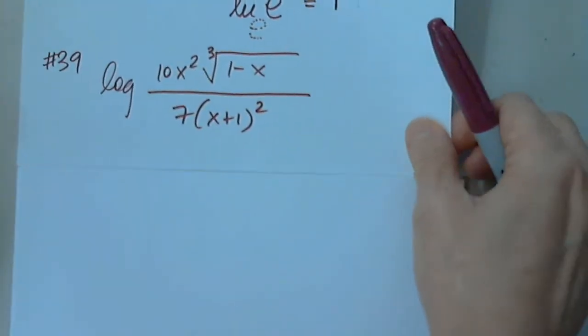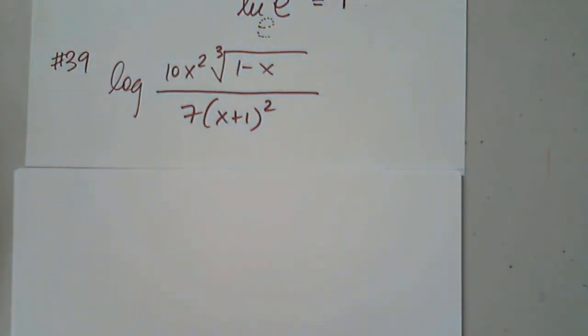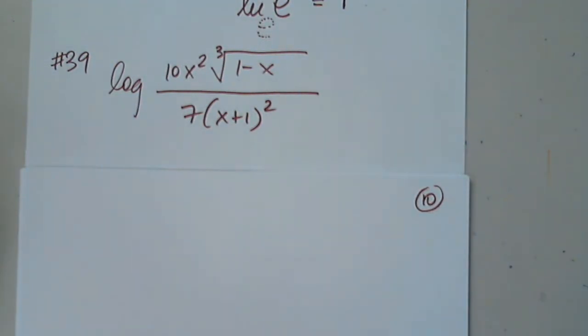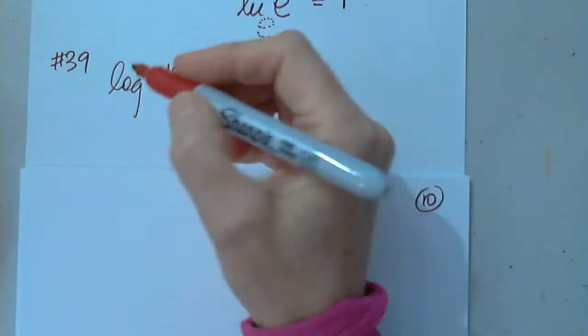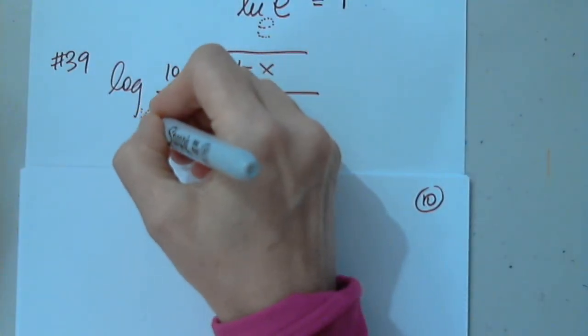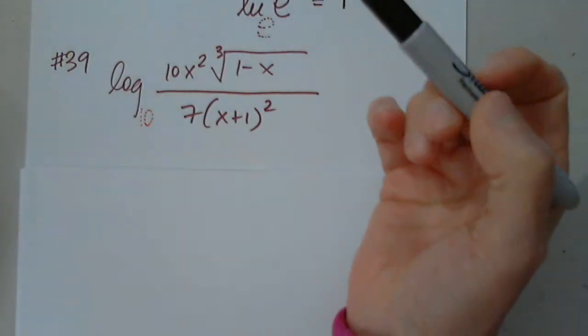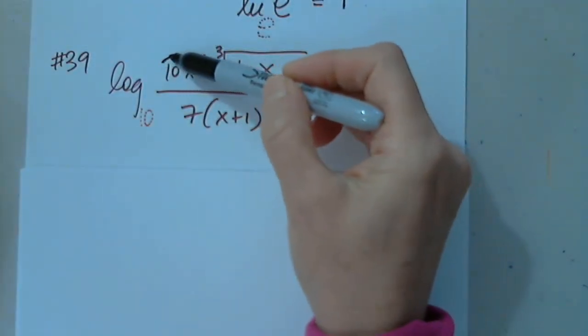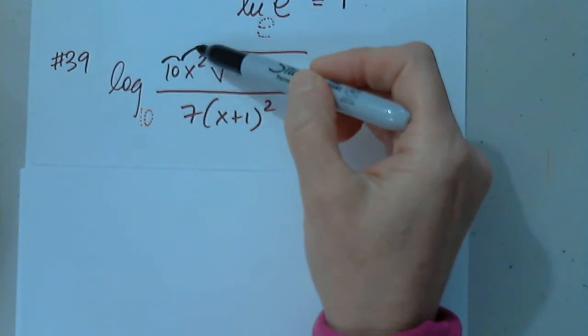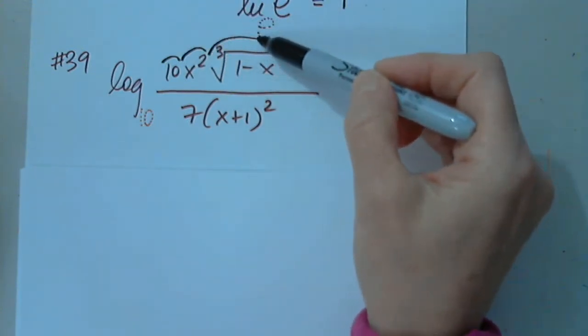So, okay, this is my page 10. Perfect. Good. So let's see how many factors we see in the numerator. And remember, this is base 10. We don't write it by convention. So how many factors do we have in the numerator first? 1, 2, 3.